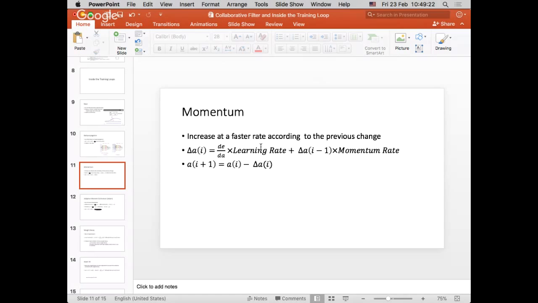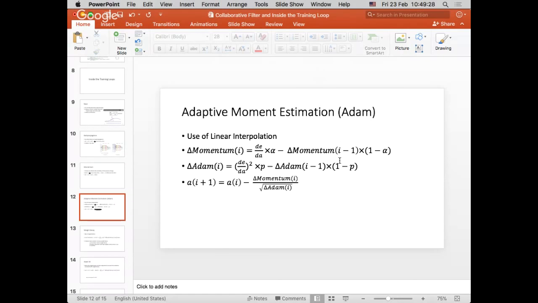So it's just the same as previous, except you add this term in. Yeah. So I'll just continue. After that, he talked about Adam. For Adam, it's a bit more complicated. Basically, you use the linear interpolation of the previous momentum and your change. Then after that, you also do it for the square. Then after that, you subtract over the square root of this. You do it something like this. So it's a bit complicated.